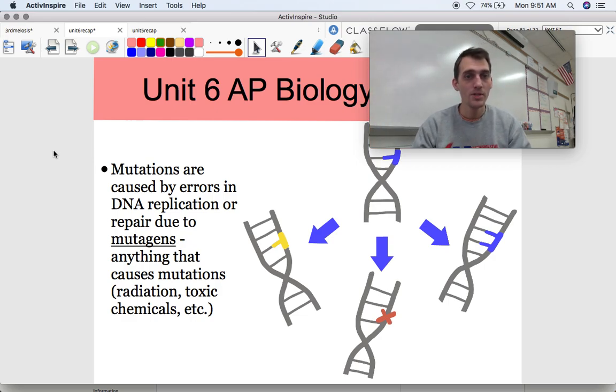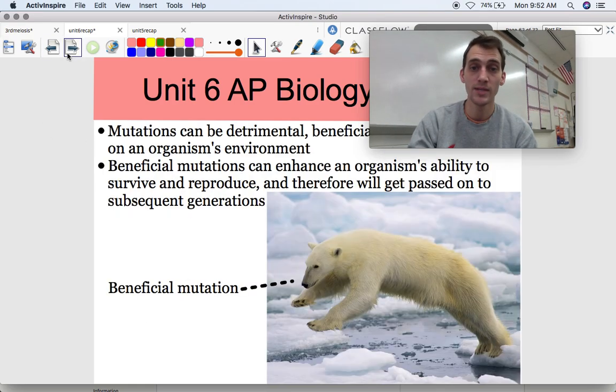Mutations are caused by errors in DNA replication due to mutagens. Mutagens are anything that causes mutations. This could be ultraviolet radiation. This could be anything in a cigarette that you smoke. Toxic chemicals, right? Those are what are called mutagens and cause mutations.